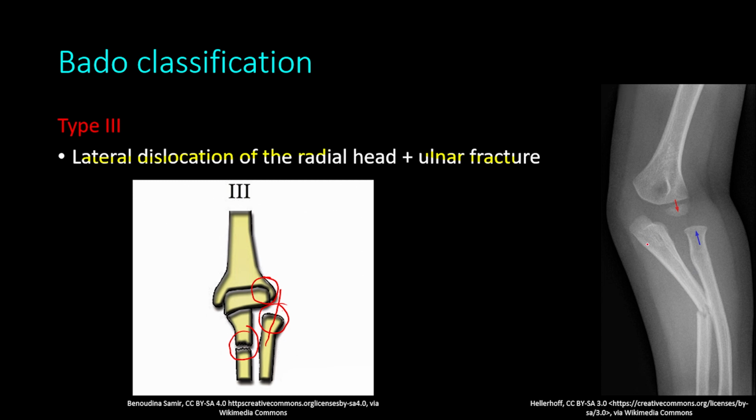And on the x-ray here on the right, we can see that we have a radial head dislocation. So this here is the radial head. It is dislocated laterally, and we can see that we have a fracture of the ulna here, and it is angulated to the lateral side too. So this is a Bado type 3.